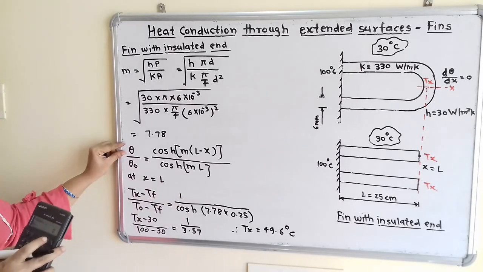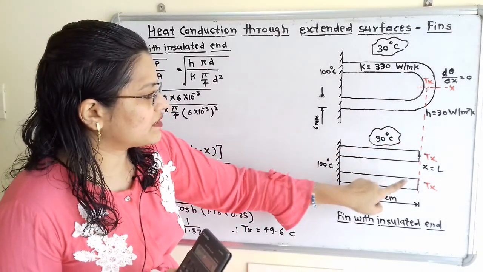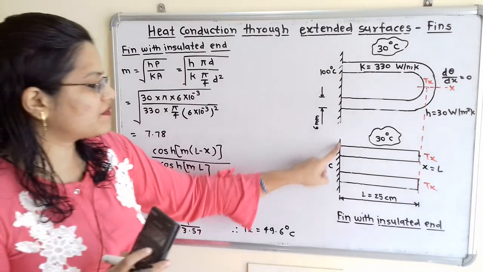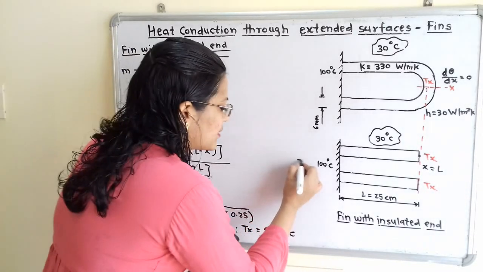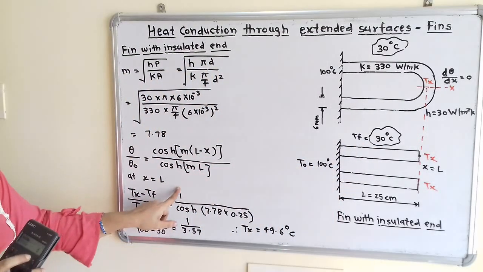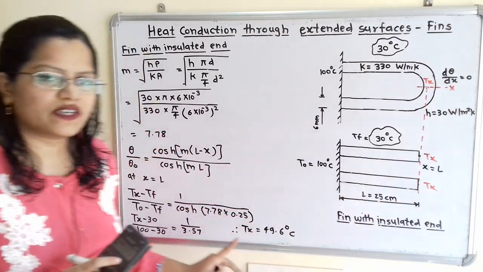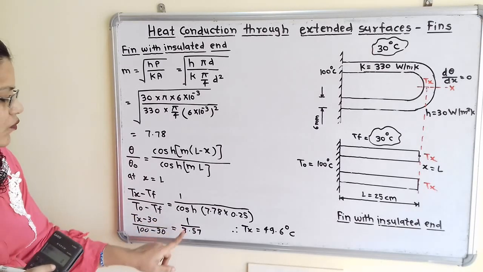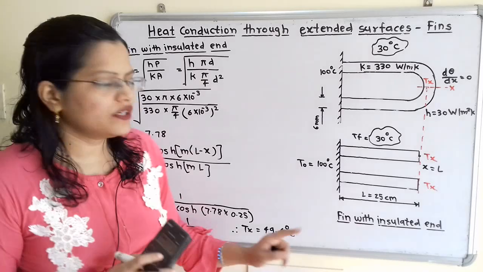Now what is this theta? Theta is the temperature difference between this Tx and the surrounding temperature Tf. So Tx minus Tf we have to write. And what is theta O? That is the temperature difference at the base, To minus Tf. So this temperature will be To and this temperature will be Tf. So To minus Tf equals 1 divided by cosh of m into L, where m is 7.78 and L is 0.25 meter. Then (Tx minus 30) divided by (100 minus 30) equals 1 divided by 3.57, therefore Tx is equal to 49.6 degrees Celsius.